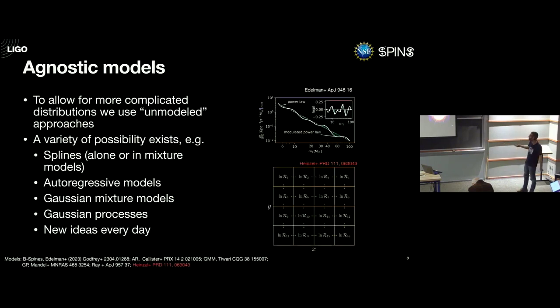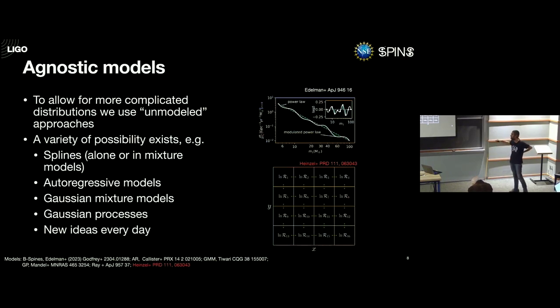Right. Another way which we have also heard about goes under different names. One of them is agnostic models or weak models or non-parametric models, even though they normally have even more parameters. So this approach allows you to basically model or match more complicated distributions than a power law or a Gaussian or whatever. There is a very long menu of approaches you can follow, and it's growing every day.